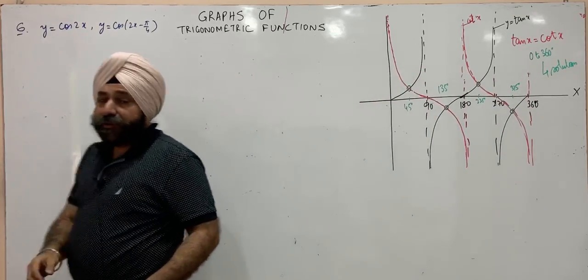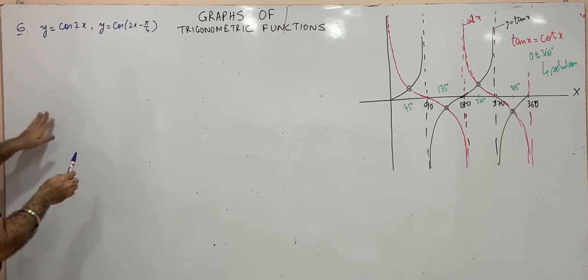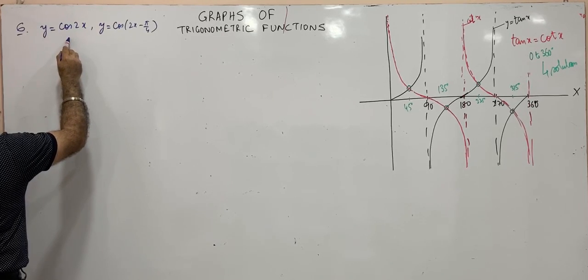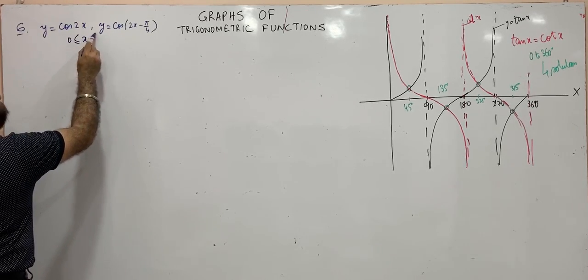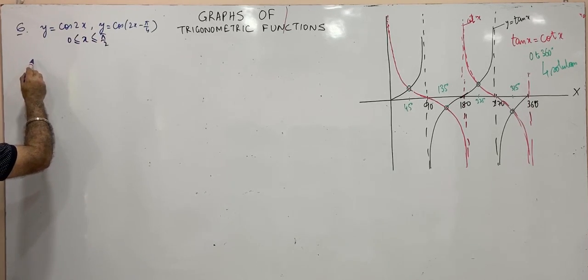So for better accuracy, the number of points should be more. The maximum number of points should be considered. Let us see how we solve this. This is for 0 less than x less than or equal to pi by 2. So we construct the table first.